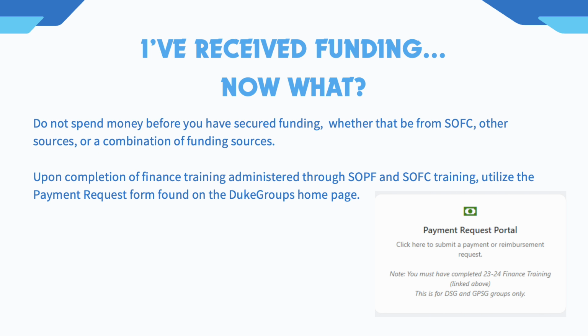Once you have secured funding from SOFC and completed SOP Finance's finance training, you can utilize the payment request portal on the homepage of Duke Groups to set up a payment meeting with a member of SOP Finance and purchase your requested items. SOFC strives to support every event, and we carefully review each request. We have maximum allocation amounts, but that does not mean your group will receive that maximum amount. Often, we must subsidize an event rather than providing the total cost to ensure equitable funding access for all student organizations. Again, planning ahead is vital so that you have time to secure alternative funding sources if necessary.